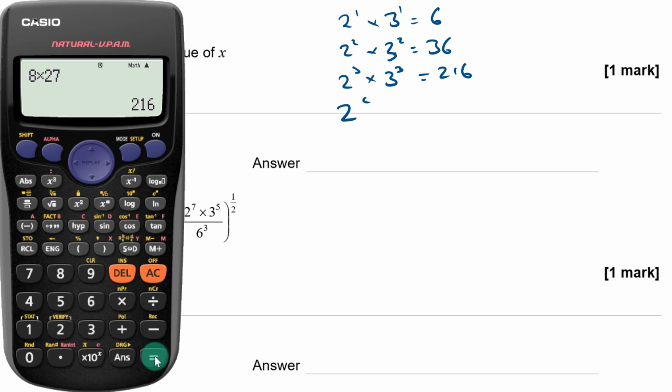What about 2 to the power 4 times 3 to the power 4? Oh yeah, there we go, 1,296. So what was the question? Work out the value of x. So x equals the number 4.